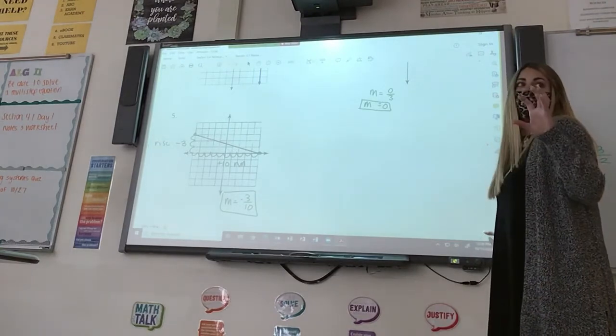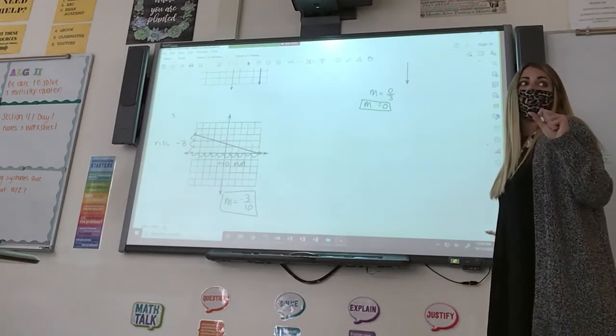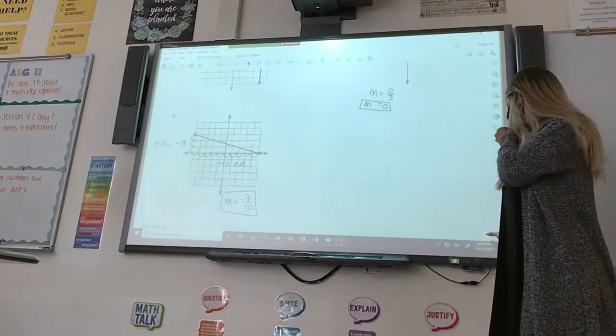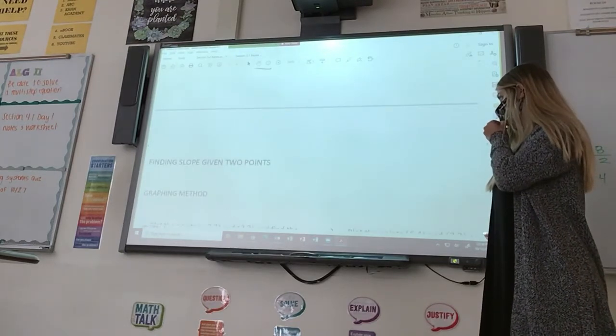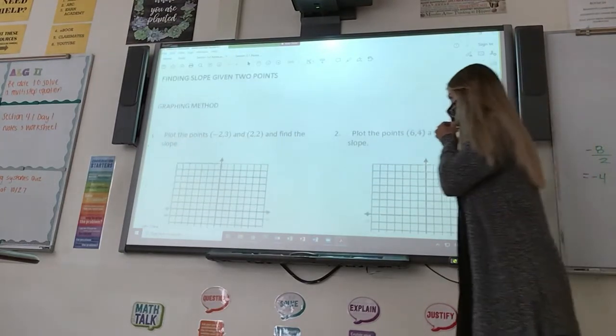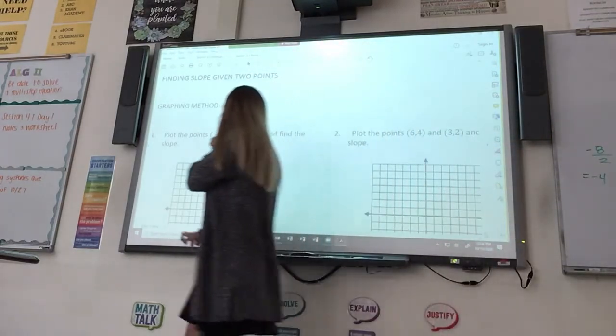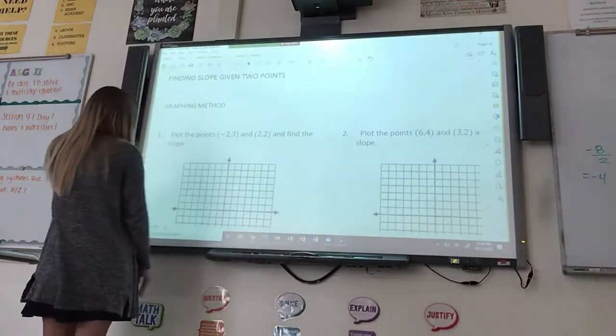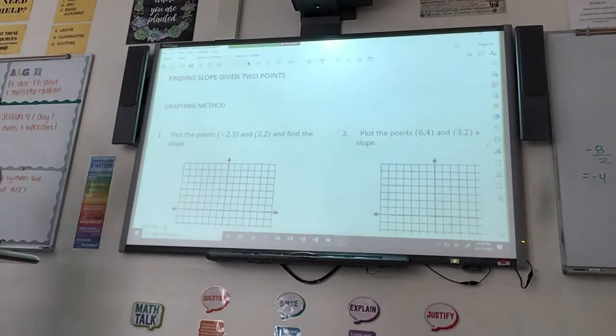Do we all feel pretty confident with counting slope on a graph? Indeed. Here comes the fun. So finding the slope given 2 points, there's different methods that you're gonna learn to find the slope when you're given 2 points.